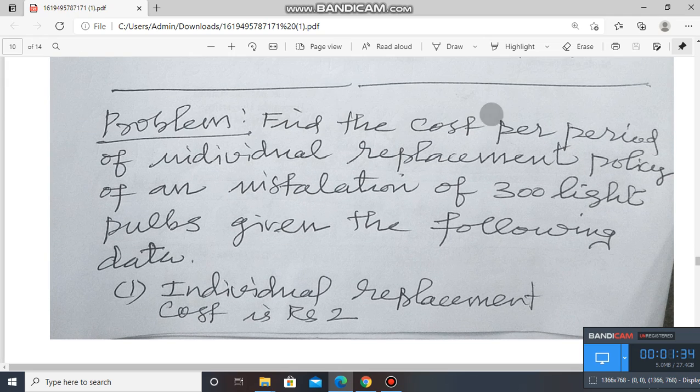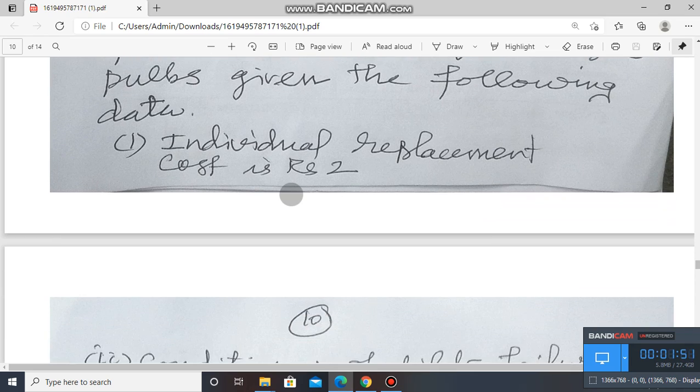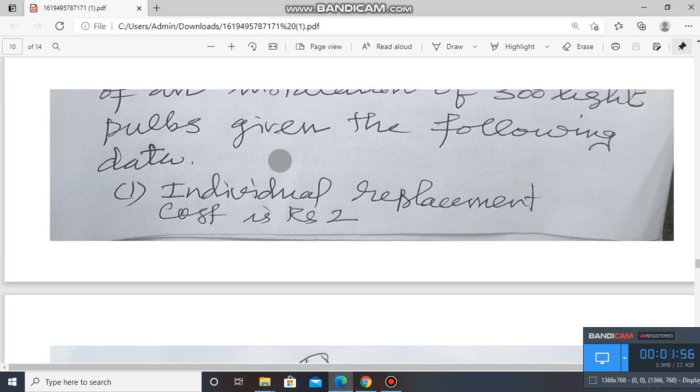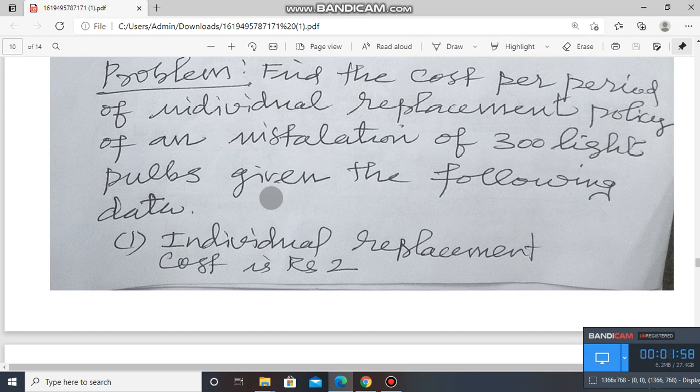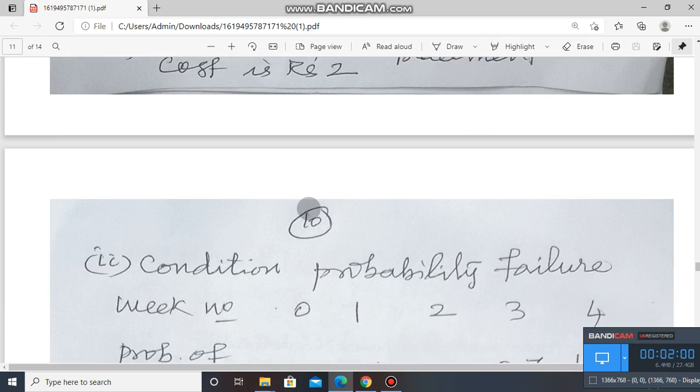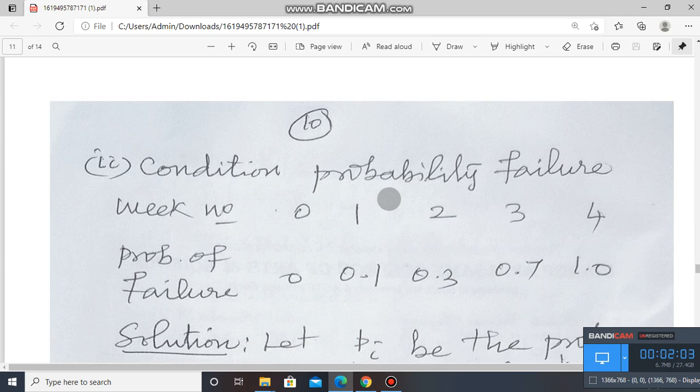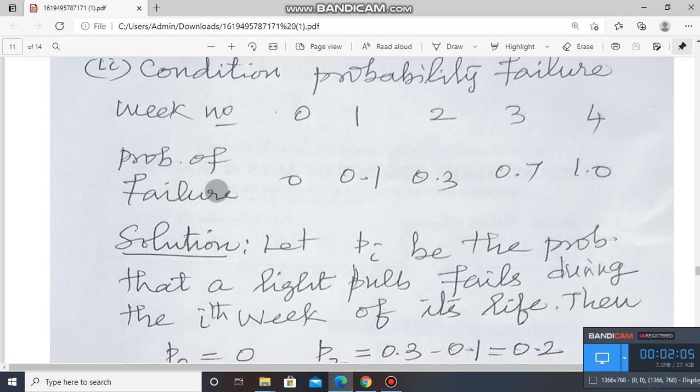What we have to find out is the cost per period of individual replacement. Every week, what would be the individual replacement cost? That's what we have to find out. There are 300 light bulbs. Then the individual replacement cost is also given, rupees 2. That is, for replacing an individual bulb it costs rupees 2. And the probability of failure is also given here.